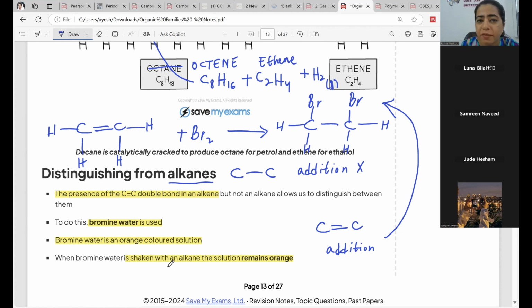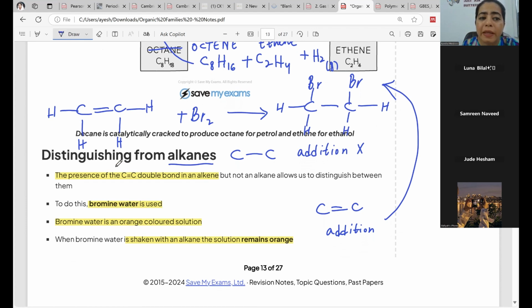We will see some reactions about addition. For now, because alkenes can add bromine and alkanes cannot add this bromine, it means they are different. We can use this bromine addition as a difference point between the two. This bromine at the start is basically orange in color.